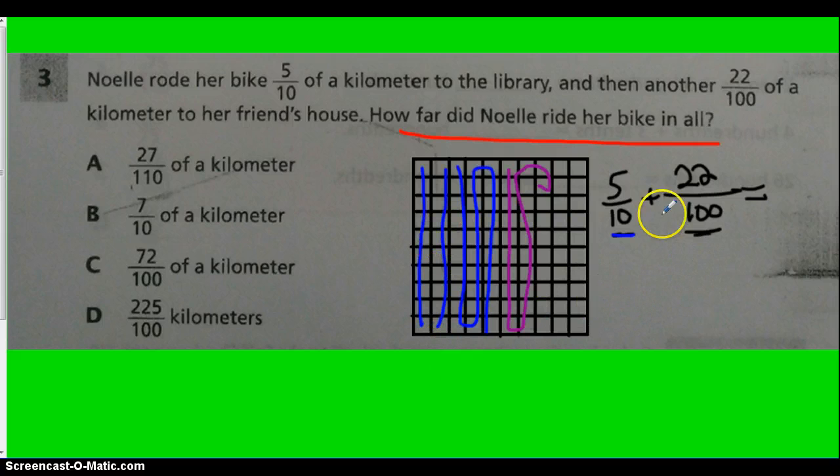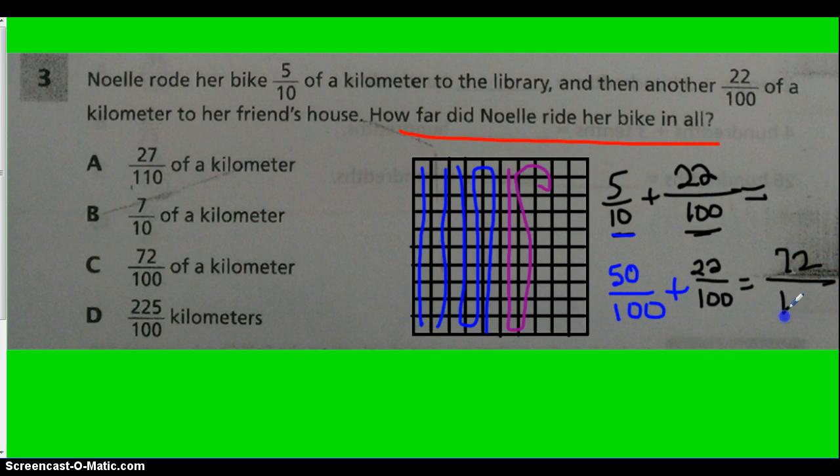So we can count what we have here, and since our hundredths are not in a multiple of 10, let's switch 5/10 to hundredths. So we know that 5/10 is 50 hundredths because we know it's 1/2. And we know that we would keep 22 hundredths just the same. Which is equal to 72 hundredths, which is C.